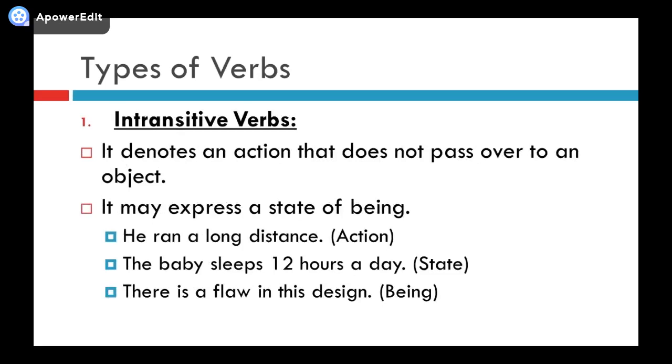Intransitive verbs. What will happen? The action will not pass on to anything, to an object, okay? But it may express a state of being. Means what? Let us see. He ran a long distance. So running a long distance. He ran, but the action is not being transferred to anybody. The baby sleeps 12 hours a day. So the baby is sleeping, but the action is limited to the baby. It is not being transferred to anybody.